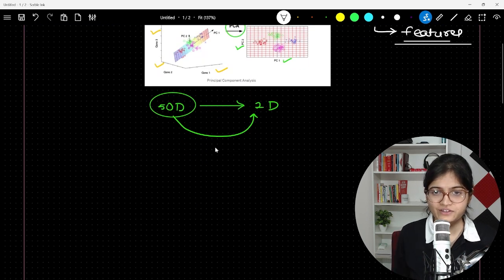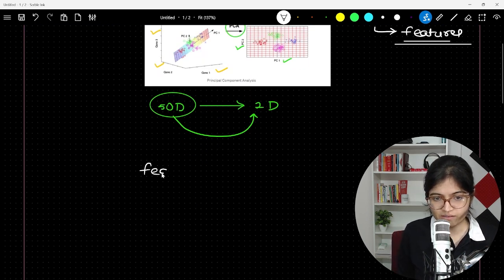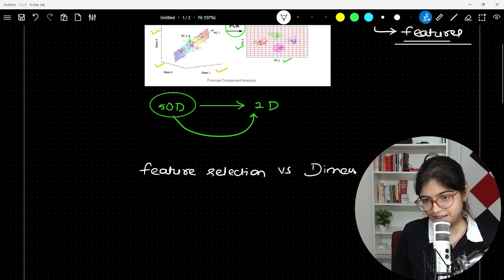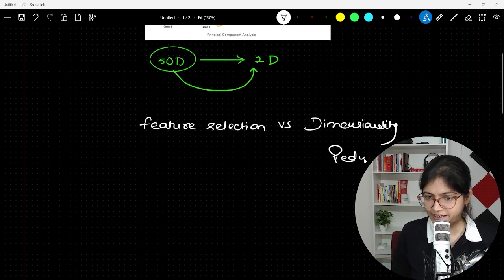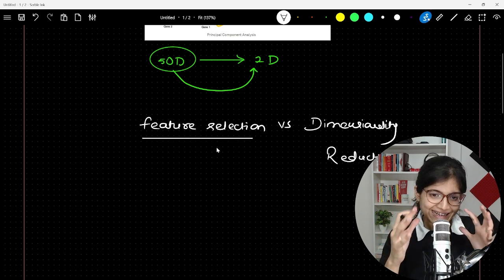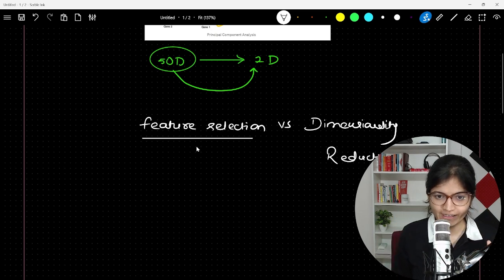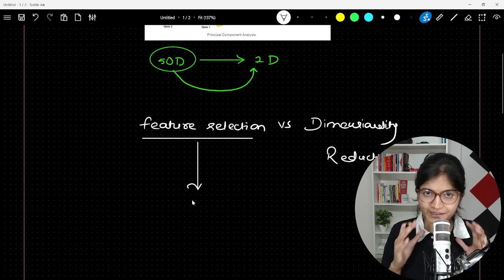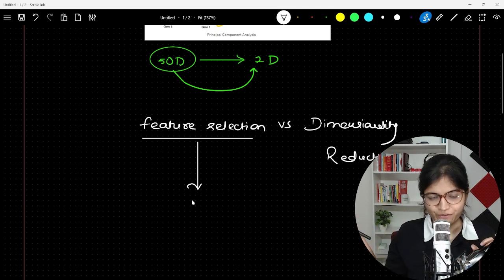So if someone asks you what is the difference between a feature selection technique and a dimensionality reduction technique, I hope you can clearly explain it after this session. When we say feature selection, it means we are trying to take a subset of the features. We will have some original data, let's say that original data contains 100 data points, 100 features that we have.